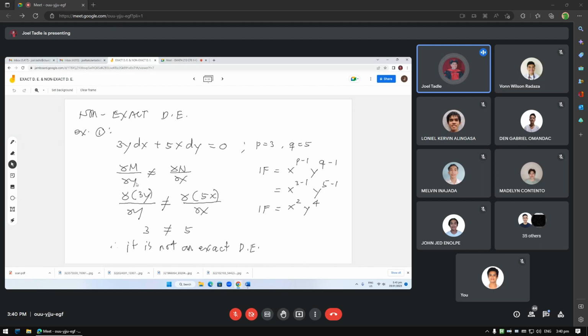Partial derivative of 3y, which is our m, with respect to y, is 3. Then ang partial derivative of 5x, which is our n, with respect to x is 5. So 3 is not equal to 5. Therefore, this equation is non-exact differential equation, or it is not an exact DE. So nanginahanglan tag IF din kanang gitawag na tog integrating factor. Imo na to as multiplier para ma-exact ni ang equation.